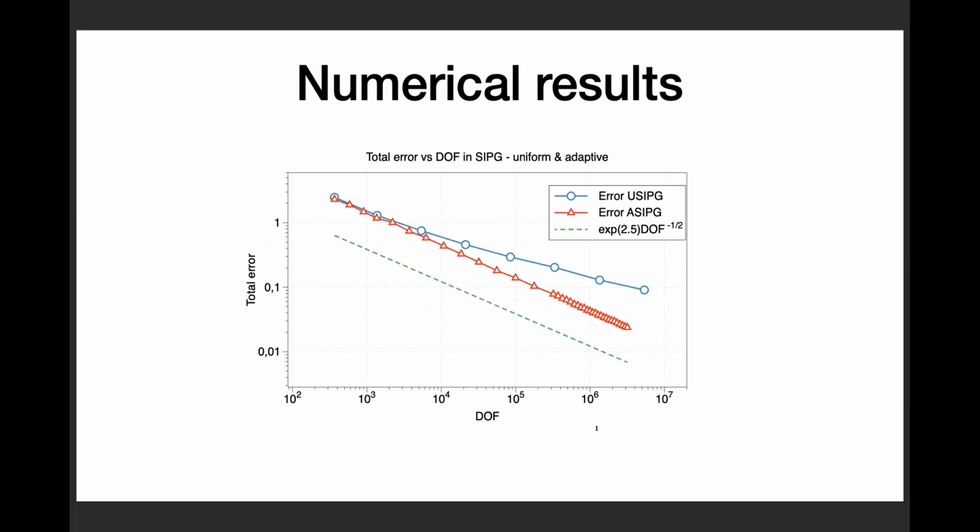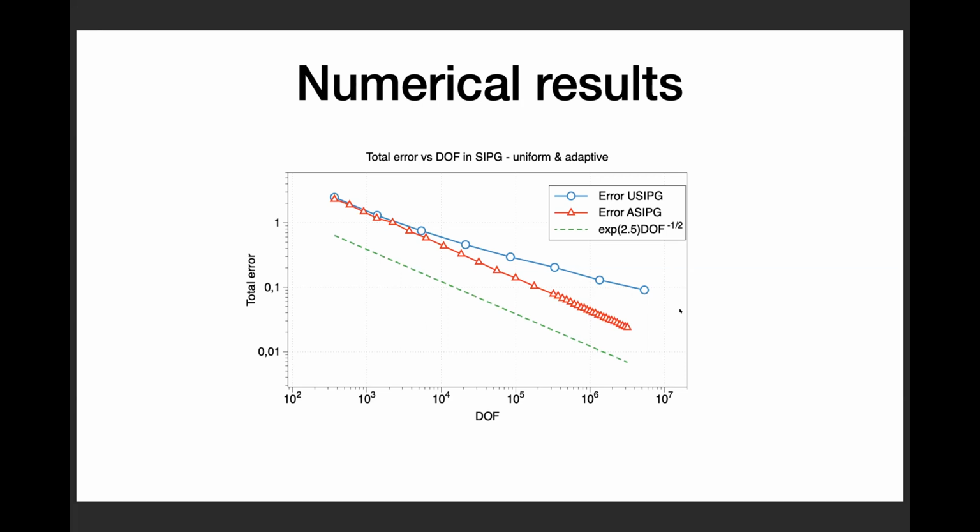Here we can see the total error versus the number of degrees of freedom. Since in this case we don't know the exact solution, what we have done is to compare our output with the discrete solution obtained with the Galerkin method over a very fine mesh. The green line denotes the theoretical order of convergence, and you can observe that the red line, which is the rate of convergence for the adaptive method, shows that the adaptive method converges faster than the uniform method.